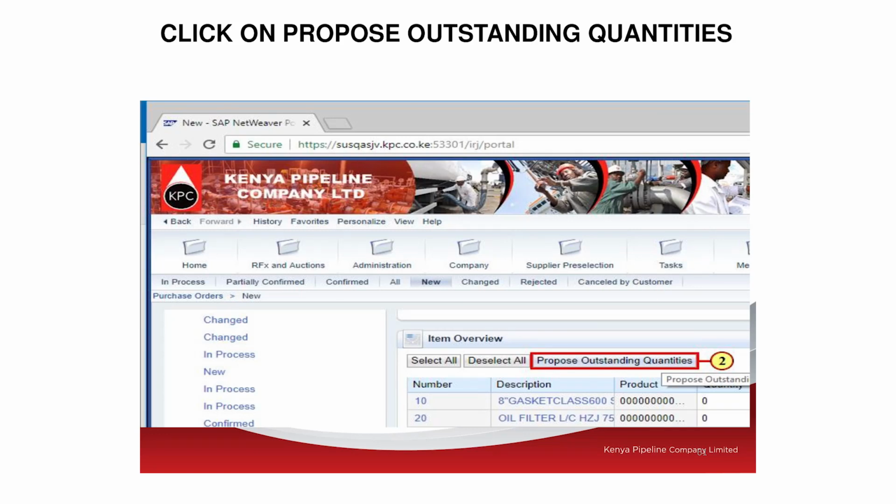Now click on Propose Outstanding Quantities. When you do this, the quantities on the purchase order will be populated. When it is populated, it is active and you can change the quantities. That is, if you want, for example, as Madam was talking about the laptops, you have been given an order for 20. Your financial position can only allow you to deliver maybe 15. So you will change the quantity and process that.